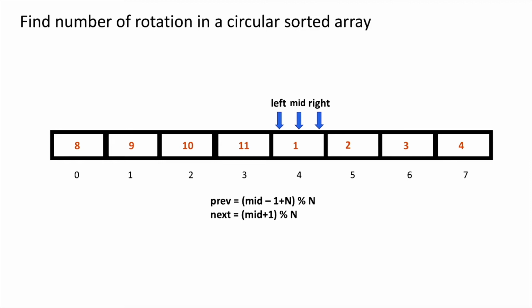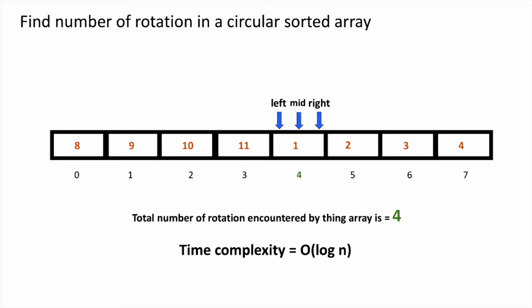And over here again we will check the same condition, and over here this condition is satisfied, and thus we will send the corresponding index value or the position of this minimum number. And you can see that the total number of rotations this array encountered is 4, and thus we got our solution in log of n time.